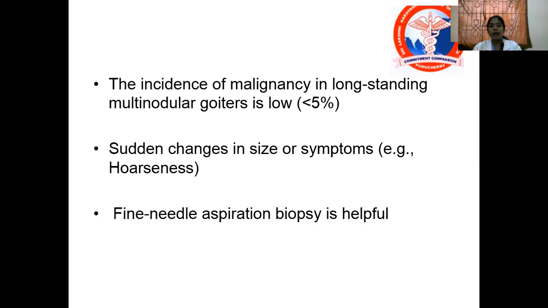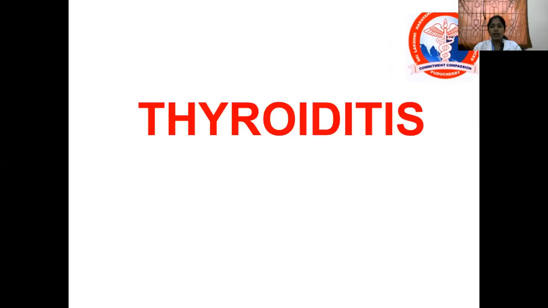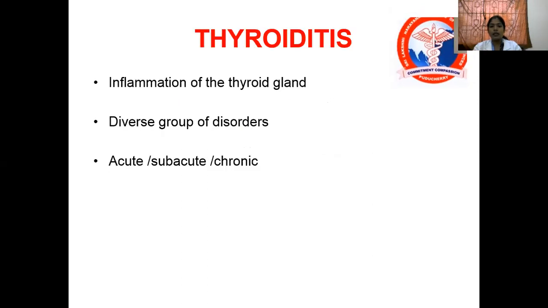The incidence of malignancy in long-standing multinodular goiters is low, which is less than 5%, unless there is a sudden change in the size or the symptoms. That is, the patient can complain to you of hoarseness of voice, and fine-needle aspiration biopsy is useful in that condition. Moving on to the next condition, that is thyroiditis.